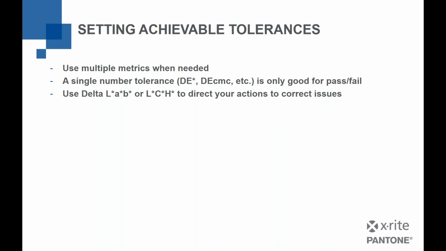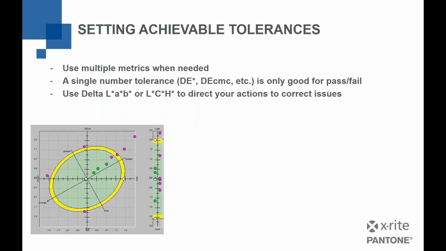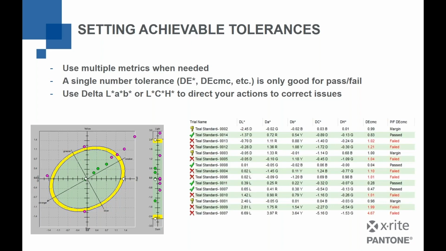So what we would recommend is that you use LAB or LCH, whichever of those two three-dimensional color spaces you're more comfortable with, to direct your actions to correct the issue. Here I'm looking at the same graph I was before with my CMC tolerance. But if we look back at the data again, it's not just showing me delta E CMC.